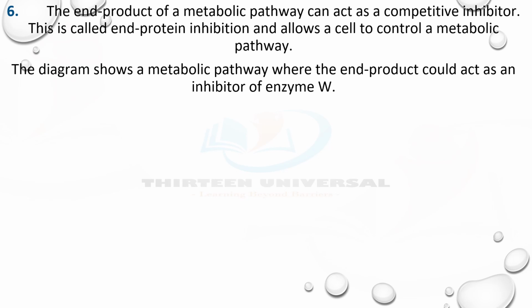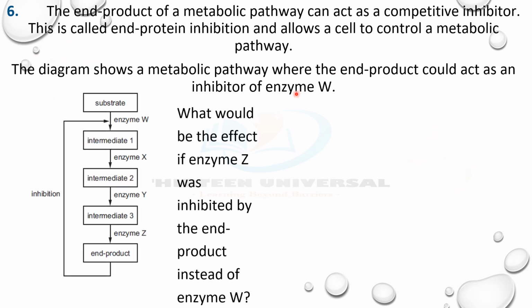So the end product of a metabolic pathway can act as a competitive inhibitor. That's an end product control mechanism. This is called end product inhibition and allows a cell to control a metabolic pathway. The diagram shows a metabolic pathway where the end product could act as an inhibitor of enzyme W. Guys, they are always asking this question, right?